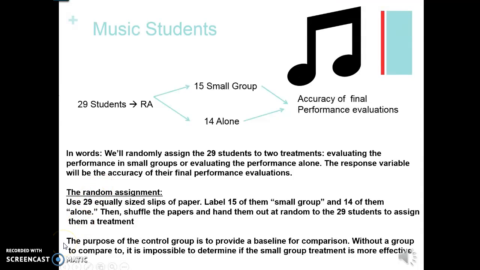Now, what is the purpose of the control group? The purpose of the control group is a baseline for comparison. If we just do the small group, what do we have to compare it to? Without a group to compare it to, it's impossible to determine if the small group treatment is more effective, because we're comparing the results at the end to see if the small group basically did better than the group that worked alone.